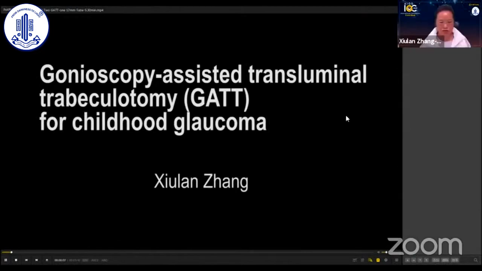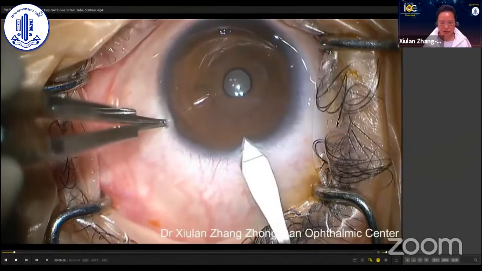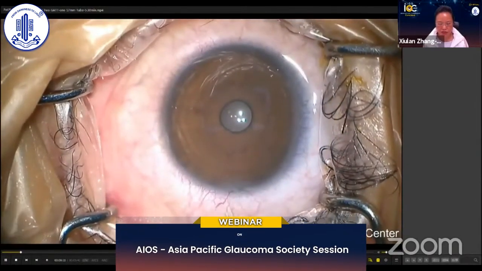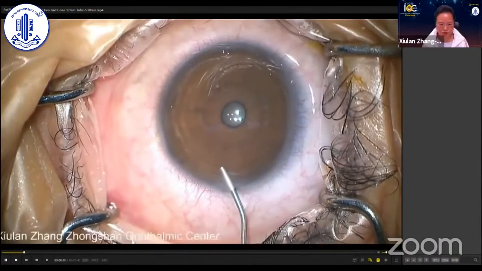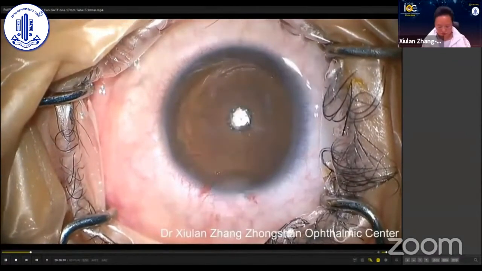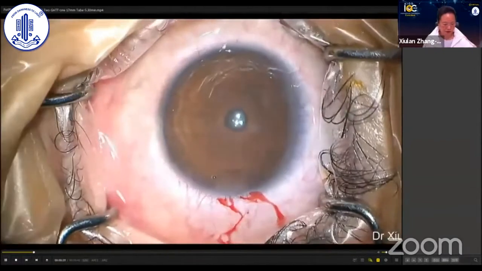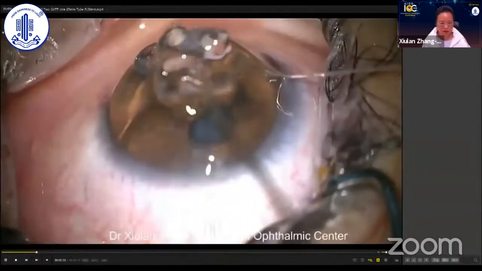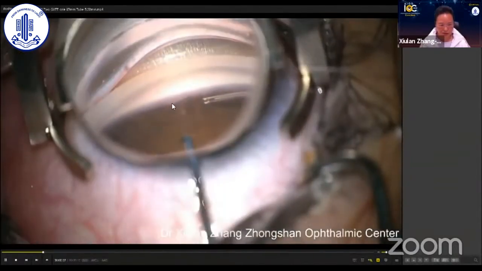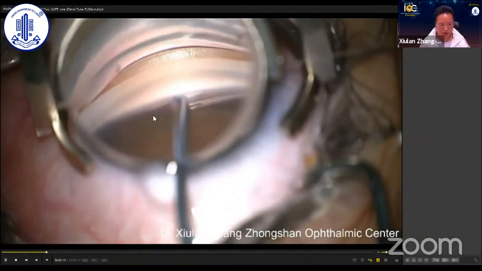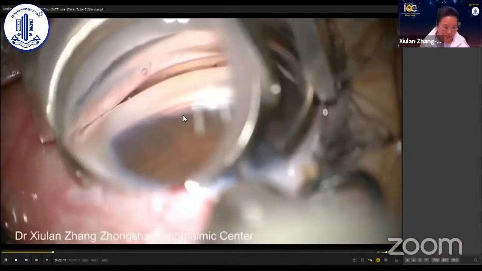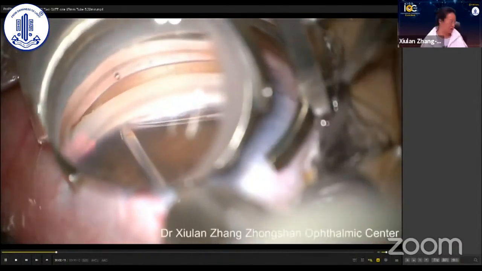I'll show you the two GATT. One is 360 completely, and the second one is 270 degrees. And the third is the armored tube. Under the gonioscopy, you can see this is a typical outlook of the angle structure of congenital glaucoma. The iris highly covers the scleral spur.